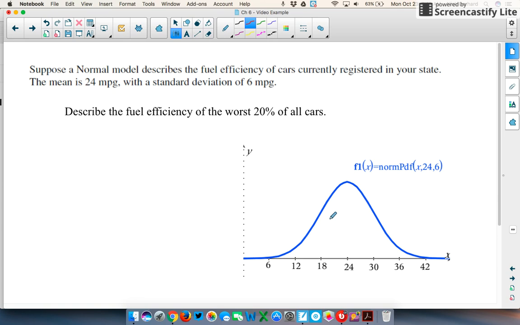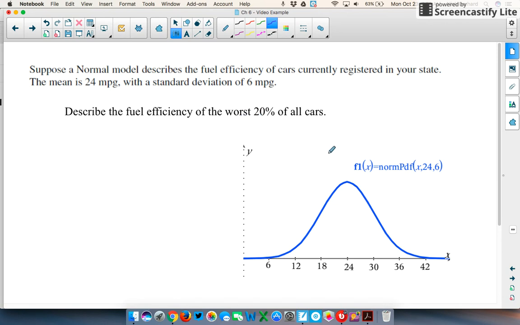Okay, so this is the last example we're going to do. It's pretty straightforward, but it's a little bit different because we've been going from z-scores to probabilities. Now we're going from a probability to a z-score. So this one says, describe the fuel efficiency of the worst 20% of all cars.